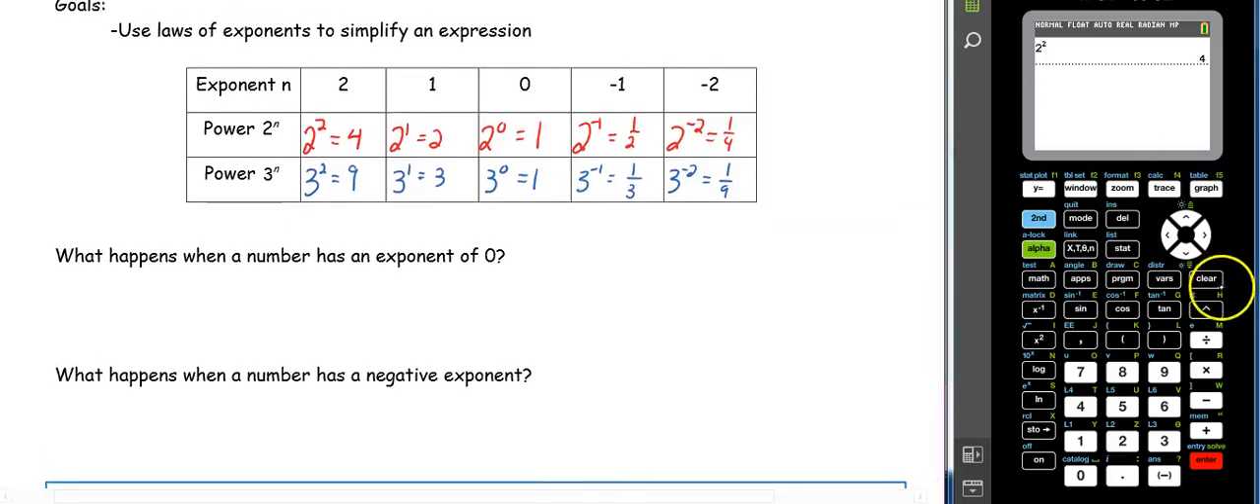This video is about using the laws of exponents to simplify an expression. So below we have a table completed of our exponents. So we have 2 squared, which in the calculator we hit 2 and the squared button to get 4.